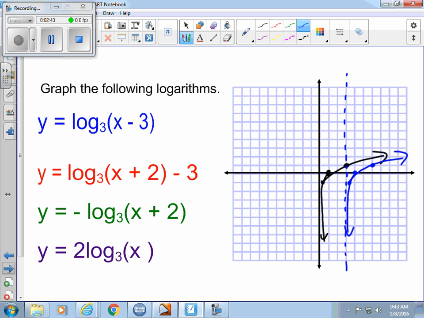Do I have to move it if I shift up or down? No, because that one's not going to move when you shift up or down. Any questions about that one? Okay, red one. What am I going to do with the black graph to get to the red one? Down 3. Good. And left 2. When I move left, I am going to pick the asymptote up and move it so that I don't cross that asymptote. I'm going to move it left 2, down 3.